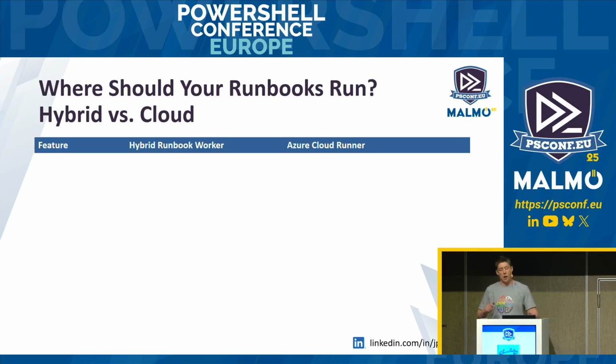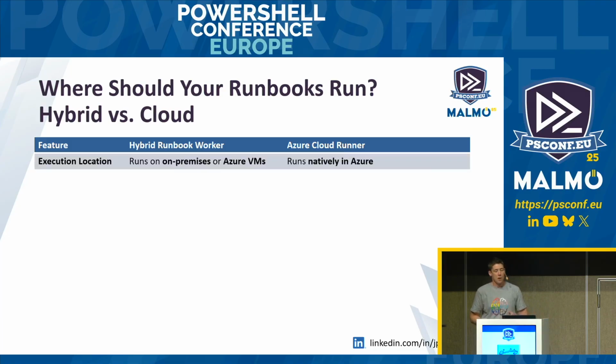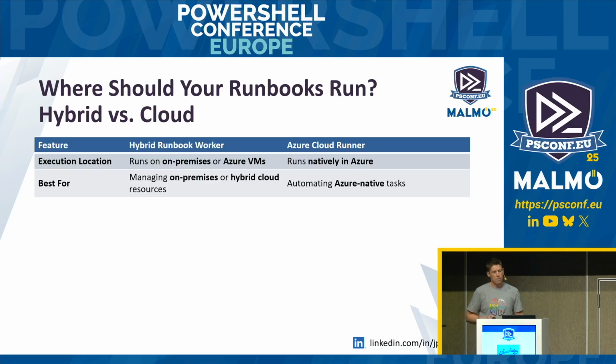Let's just hop back to the hybrid runbook workers again, because these are worth mentioning. If you're not using a hybrid runbook worker, you're using the Azure Cloud Runner, which is the default if you don't set anything else up. The hybrid runbook worker is running on-premise or in an Azure VM, whereas the Cloud Runner is just running natively in Azure. If you need to manage on-prem resources, or you need to be within your domain, that hybrid runbook worker will be perfect. Whereas if you're automating Azure tasks, you might as well use the Azure Runner.